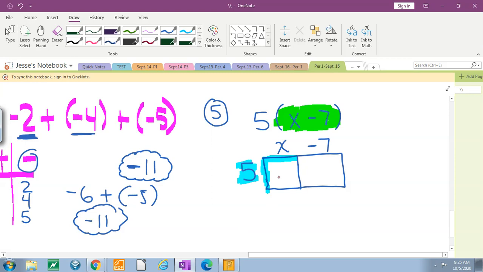5x. So if you want, you could just put it right here. 5 times x. Okay? See that? Now, you're done with this. Now, do I drop down to 7? No, I still need to multiply because I did the area model. I need to multiply the 5, this 5, with what?